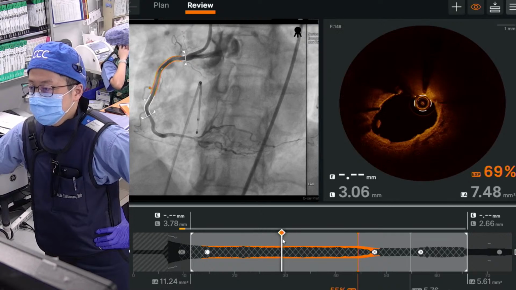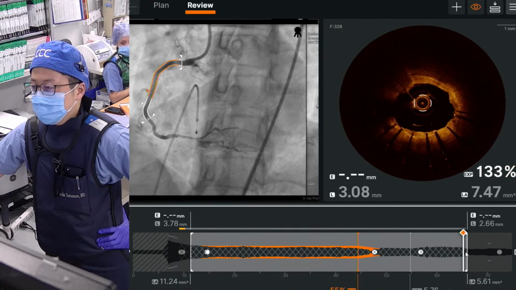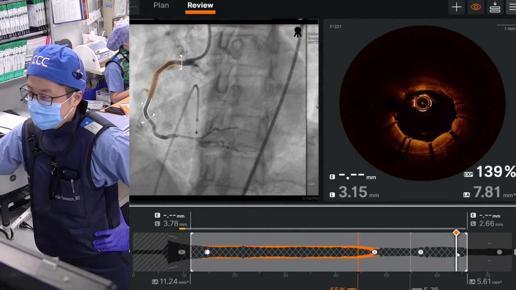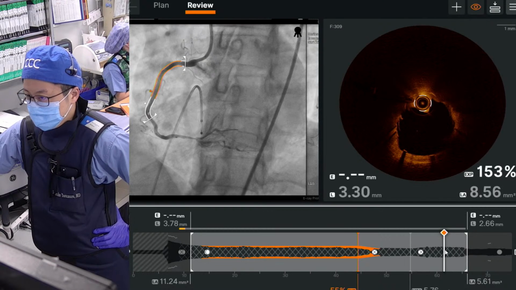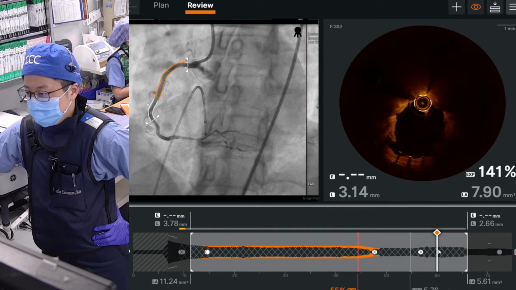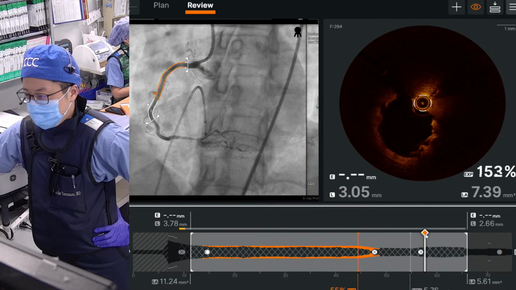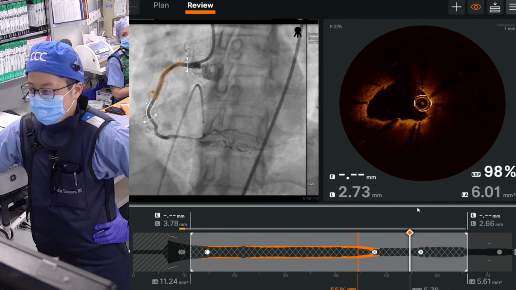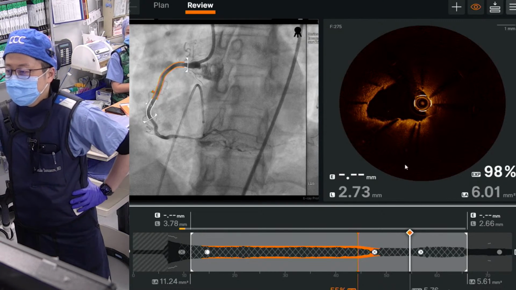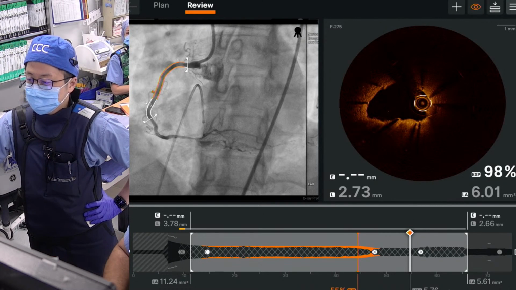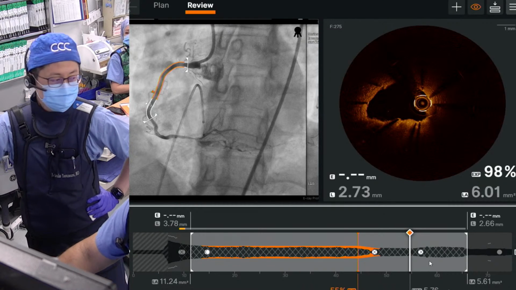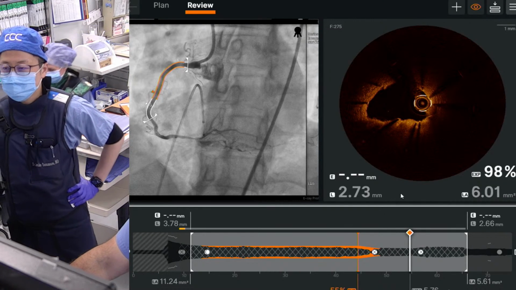Take a fluoro. Yeah, the distal edge has a slight dissection. That's exactly right. Okay, go back and teach them what the criteria are, because they do not meet the criteria for another stenting. The most important is the minimum stent area, which is automatically generated as 5.7 through the vessel. If it's more than 4.5, it's a more optimal result.